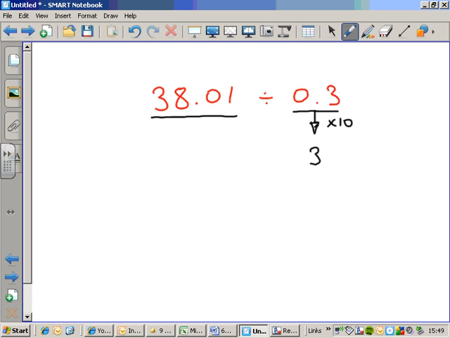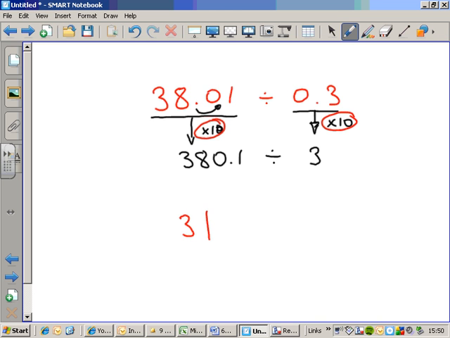But then that's where what we just talked about comes in. If we're going to times the number on the right by 10 to make it into a whole number, then we have to times the other number by 10 as well. Whether it's a whole number already or not doesn't matter. So we times 38.01 by 10 as well, moving the decimal point one space to the right, and that gives us 380.1.